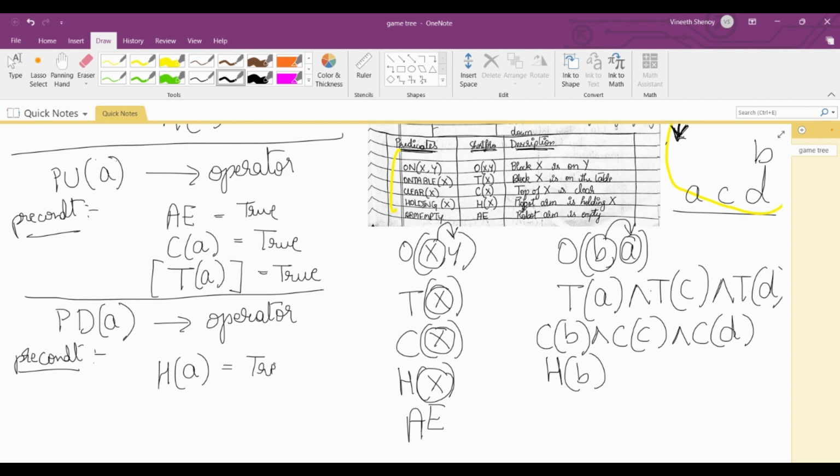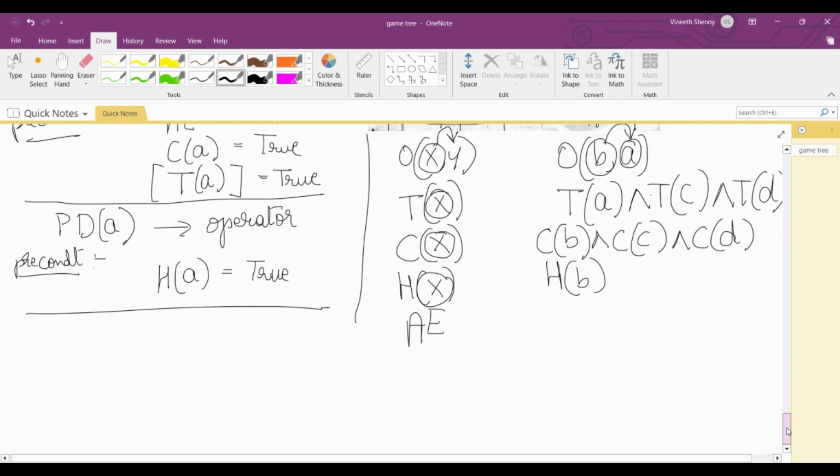There is no other condition. There is no predicate for table clear, which would mean the top of the table should be clear. There is no such predicate here because we are assuming that the table is long and infinite. So obviously there is no condition for clear of a table. That condition is not there.